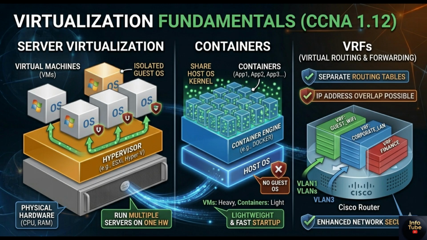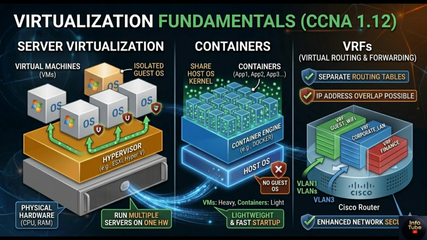1. Server virtualization. Imagine you have a massive physical server with a lot of CPU and RAM. Instead of letting it sit at 10% usage, we install a special layer of software called a hypervisor. The hypervisor carves that one physical machine into several virtual machines, or VMs. Each VM thinks it is a real computer with its own operating system, like Windows or Linux. Because they are isolated, if one VM crashes, the others keep running perfectly.